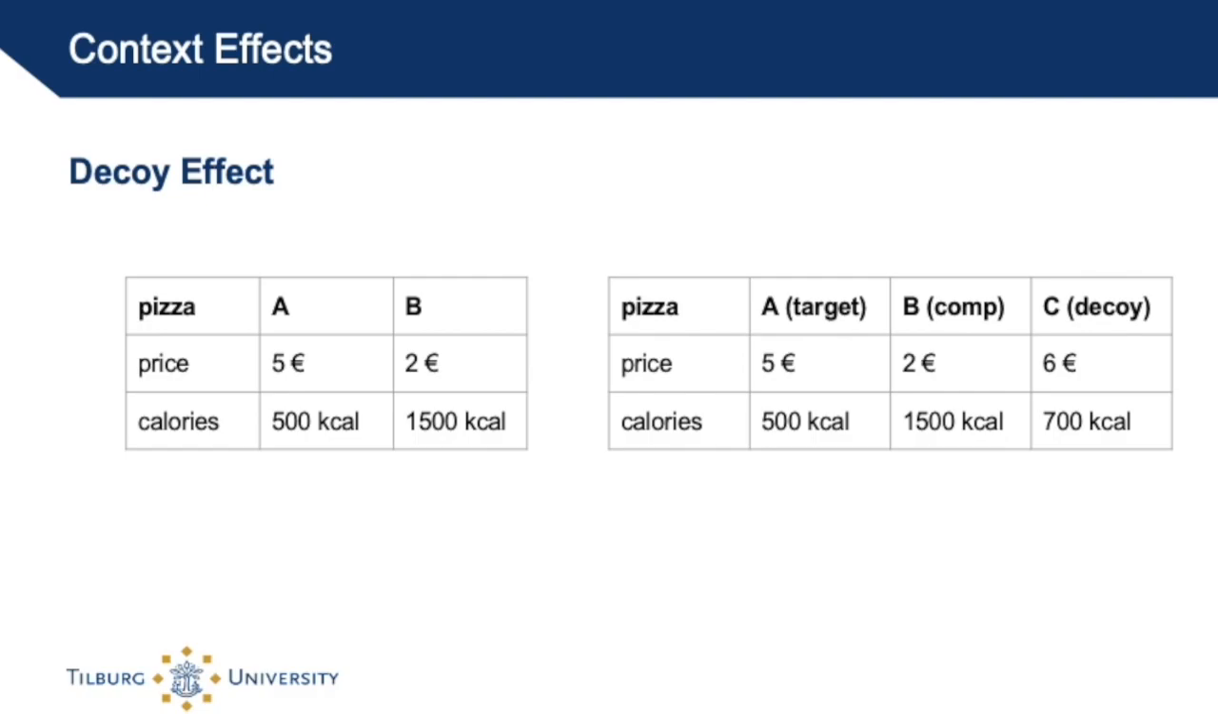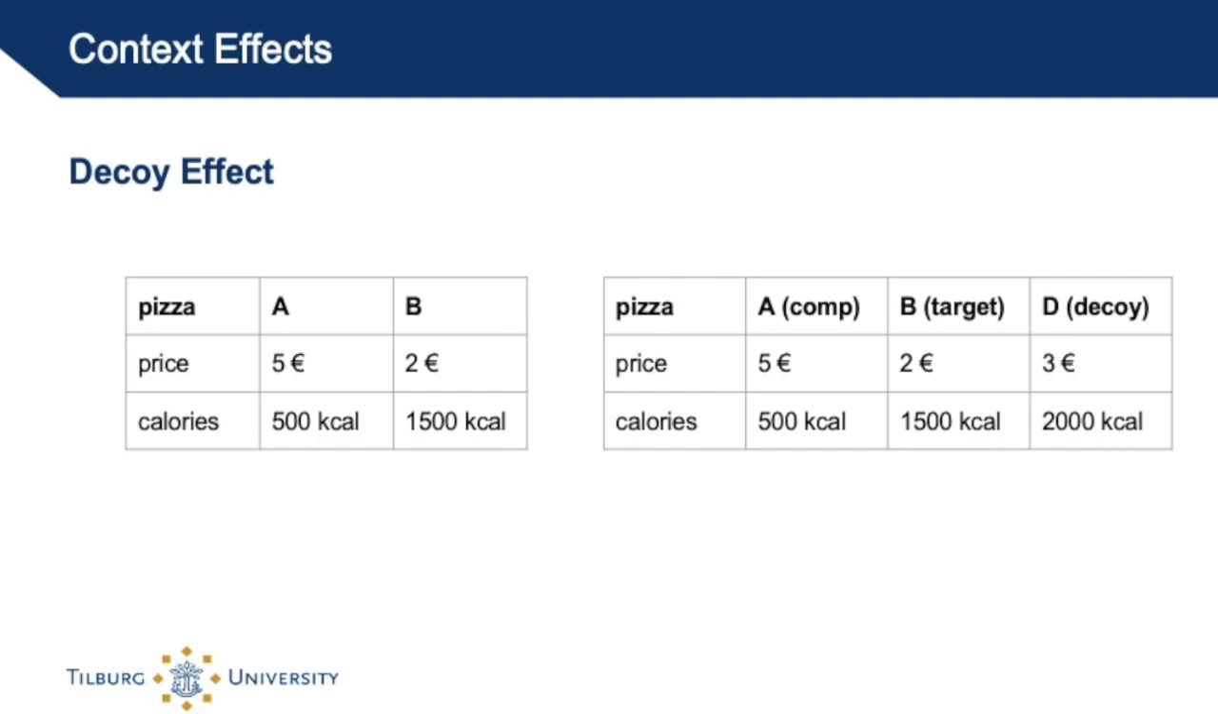So if we added our decoy pizza C, then in the right table where we have these three options compared to the left table, we would find more choices of pizza A. Yeah, exactly. This is what we call the decoy effect: the fact that an alternative that really no one wants, that's actually irrelevant, indeed changes people's preference for the other two options that were available all along.